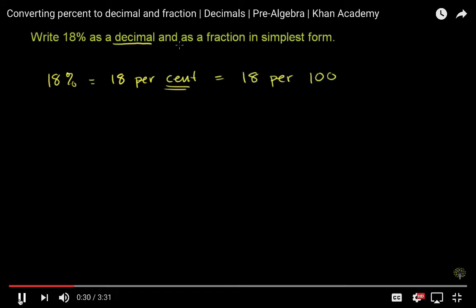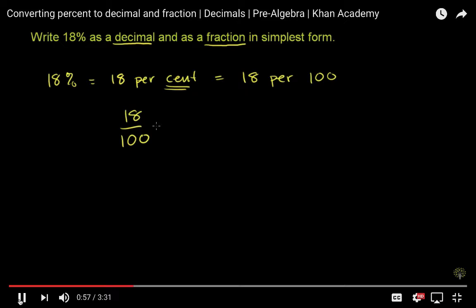Actually, I said I would do the decimal first, but we can start putting it into a fraction first. 18 per 100 as a fraction literally means 18 per 100. This literally means 18 per 100 or 18 hundredths. Now, we could go straight to a decimal, or we could do this fraction in simplest form. Let's do the decimal first, just because that's what I said I would do first.